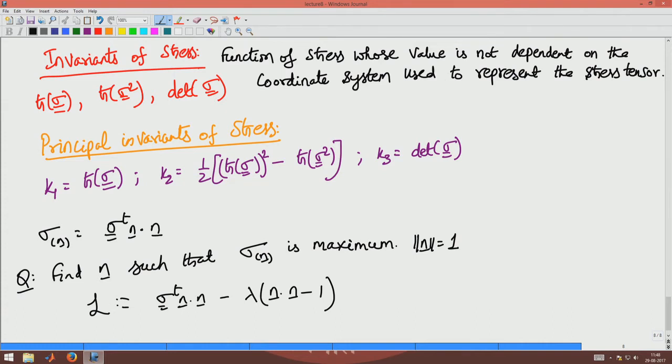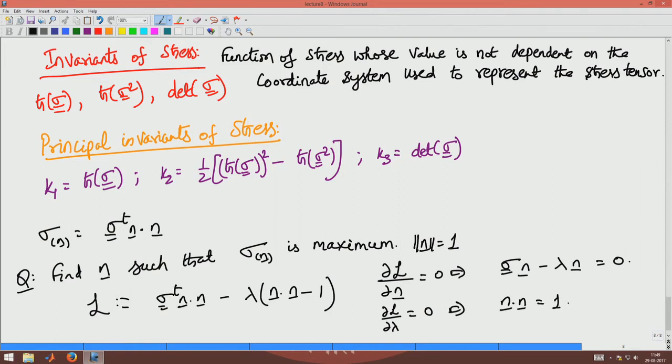Now, to maximize a function, you have to differentiate it with respect to n. So, you differentiate L with respect to n, then set it to 0. I am not going to go into deriving this equation, but I am going to give the final result. This will be sigma n minus lambda n equal to 0, and dou L by dou lambda equal to 0 would imply that n dotted with n must be equal to 1.